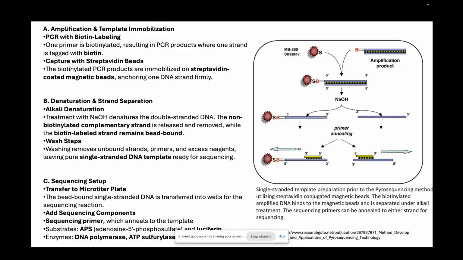Instead of using a DNA adapter, here they use biotin, and then you use streptavidin-coated magnetic beads, which will pull the biotin, which gets attached to the beads, and you'll have basically a DNA strand which is stable, present in one place. Basically, it is keeping the DNA strand in one place.